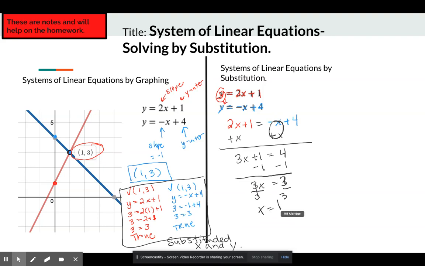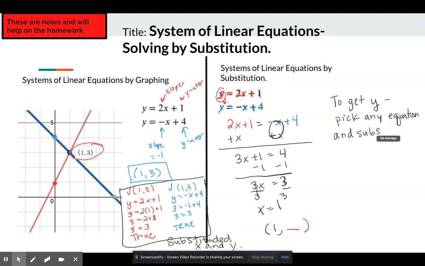So notice what we have here. We have x is 1. Now we need a y. So to get the y, we are just going to substitute our x. We pick any equation and substitute x. So I'm going to pick the top equation.